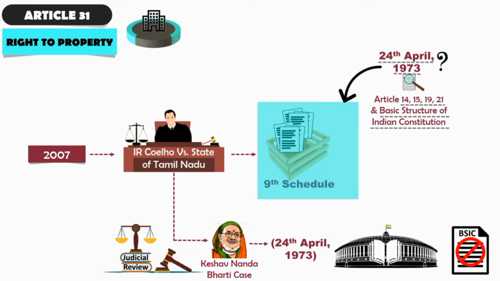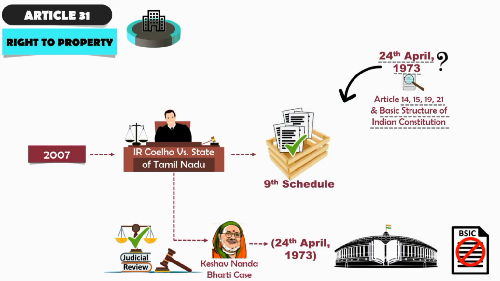However, in that decision, it was not specified what would be included in the basic structure of the Indian Constitution. But it has been said that judicial review is a part of the basic structure of the Indian Constitution. And if any fundamental right or basic structure is being violated by any act, then it is the right of the judiciary to review that act.